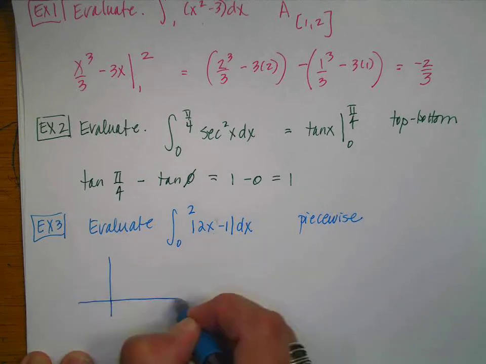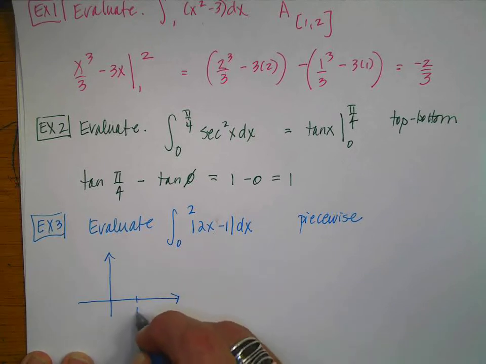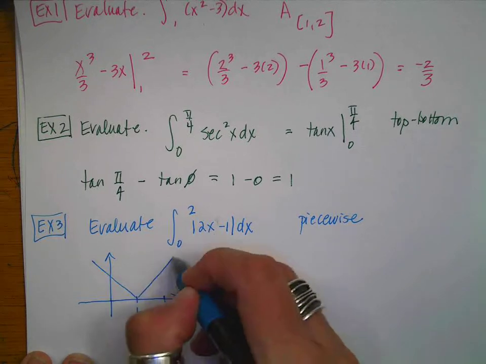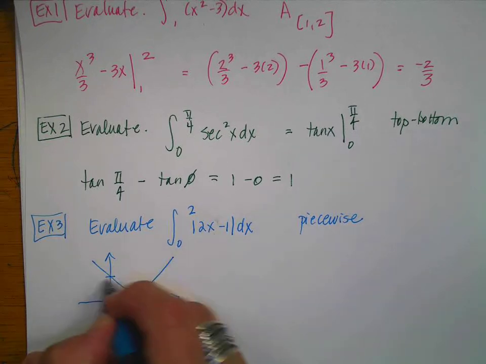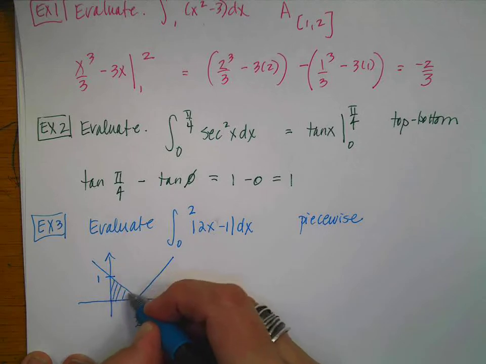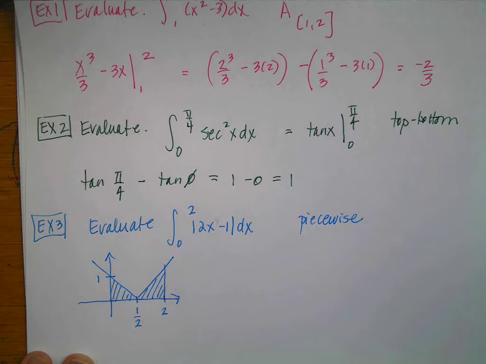So let's look at the graph. My x-intercept is a half. We're going to integrate to 2, and so my graph is going to look something like this. It crosses here at 1, and we're trying to find the area under the curve from 0 to 2.